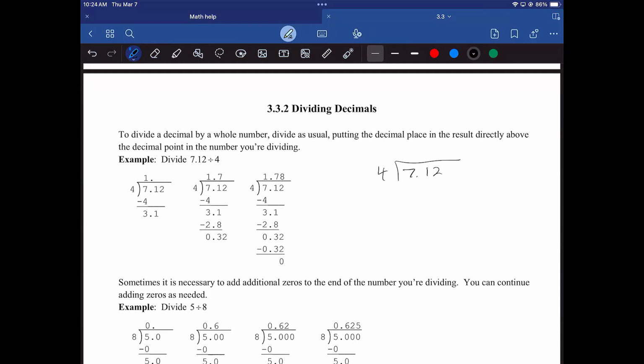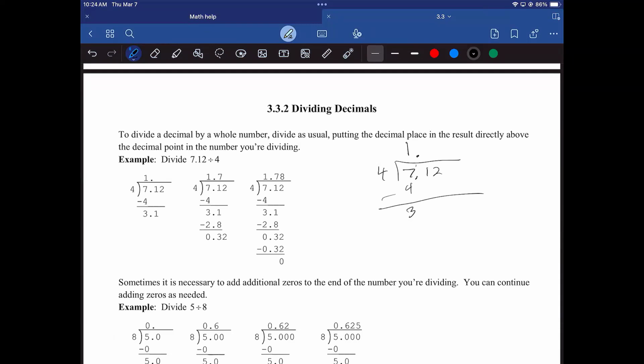This one's okay. 4 will go into 7 one time. 1 times 4 is 4. Draw that line, change the sign. See this decimal? I'm just going to make sure it goes up right where it's at. That's all I have to do on that.